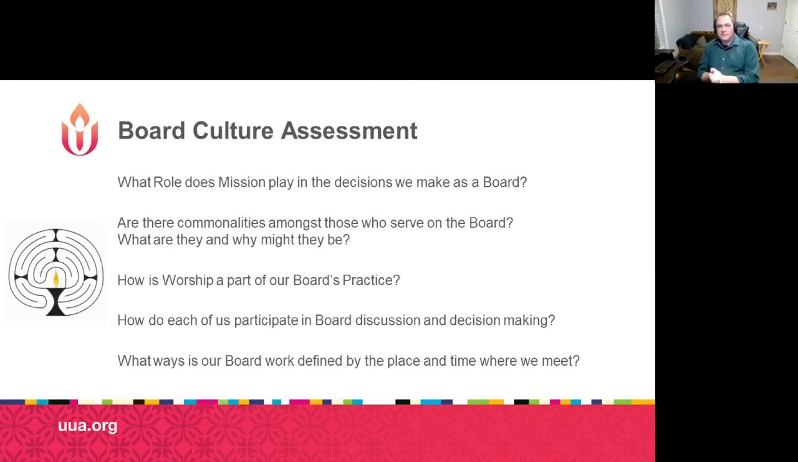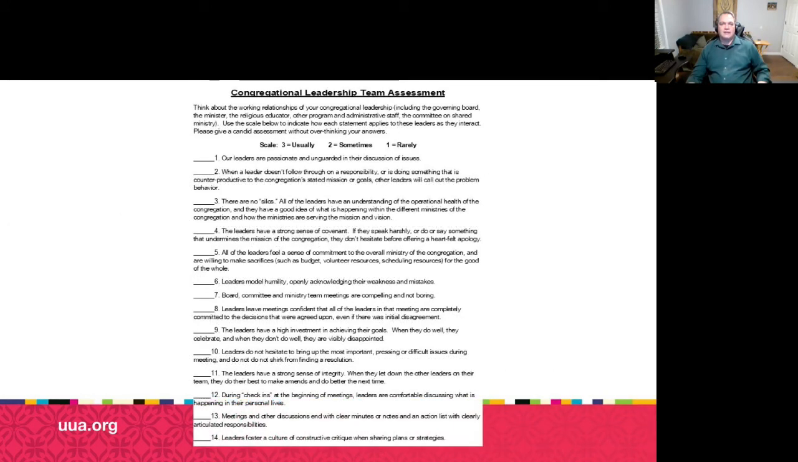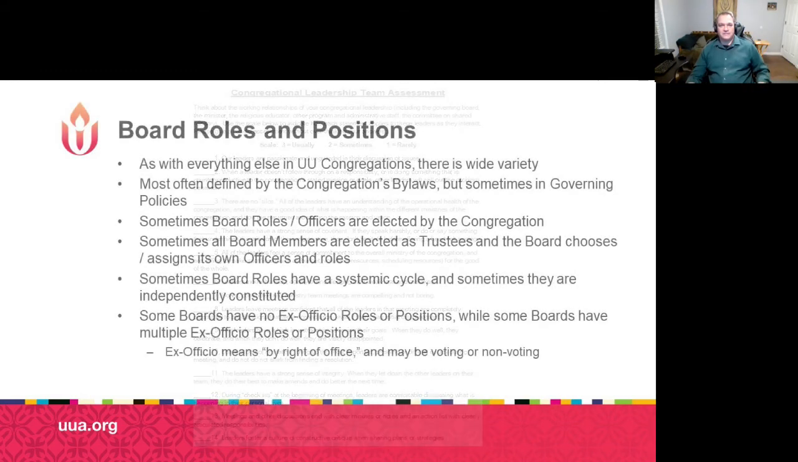So, board culture assessment. In the interest of time, I'm going to move us through this and just say there's a couple of wonderful tools. I'm going to put one up in the slide for you all to be able to ask questions about your board. What are the commonalities about who serves on the board? How might they be here? How is worship part of our board practice? So we'll name that in the interest of time and me talking too much. I'm going to push past this one and you'll get a tool for this. And that's what the tool looks like, by the way. So it'll come out with the slides.